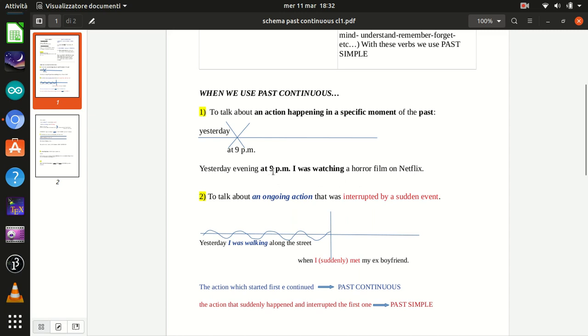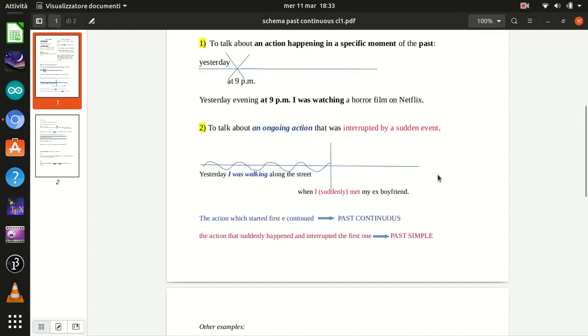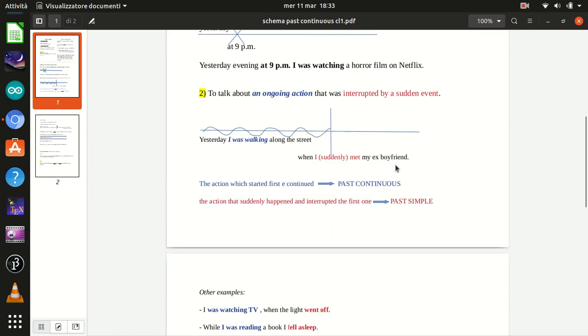I didn't say, yesterday I watched a film. That's a general statement. I said, yesterday at 9 p.m. I was watching. So I want to specify a particular moment in the past. Quindi non ho detto semplicemente, ieri ho visto, I watched un film. Ho specificato il momento nel passato, ieri alle 9, stavo facendo una cosa. And would you? What were you doing yesterday evening at 9 p.m?